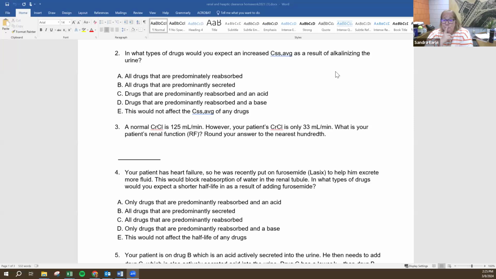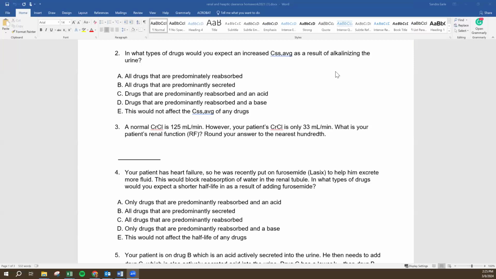So let's think about that. We need a decrease in clearance. So what's going to decrease clearance? Is blocking reabsorption or enhancing reabsorption going to decrease clearance?